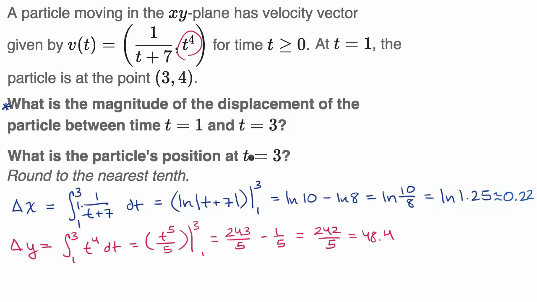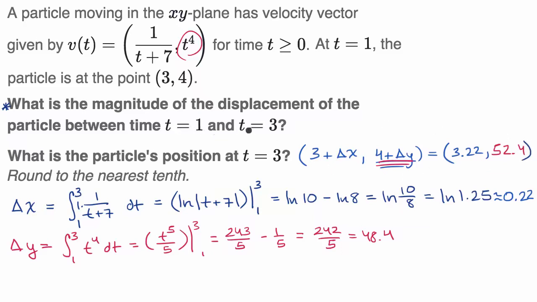What is the particle's position at t equals 3? Well, it's going to be our position at t equals 1, where to each of the components, we add the respective change. So this would be 3 plus our change in x from t equals 1 to t equals 3, and it would be 4 plus our change in y. So this is going to be equal to 3 plus our change in x, that's approximately 3.22, and 4 plus our change in y, that is 52.4. But we still have to answer this first question.